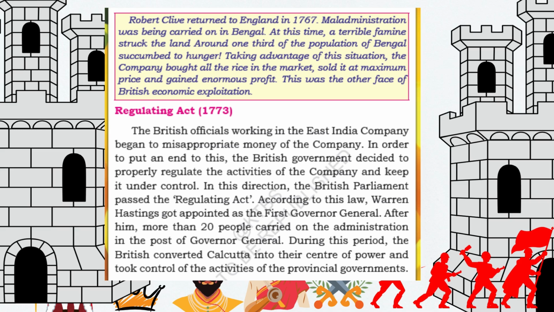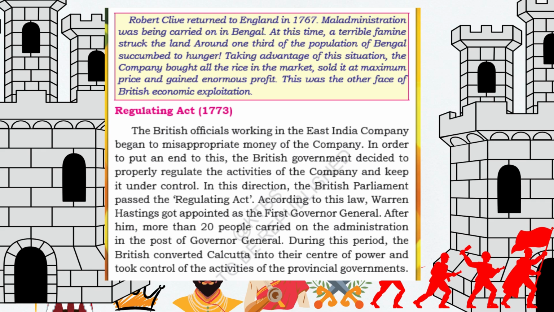Regulating Act, 1773. The British officials working in the East India Company began to misappropriate money of the company. In order to put an end to this, the British government decided to properly regulate the activities of the company and keep it under control. In this direction, the British Parliament passed the Regulating Act. According to this law, Warren Hastings got appointed as the first Governor-General.